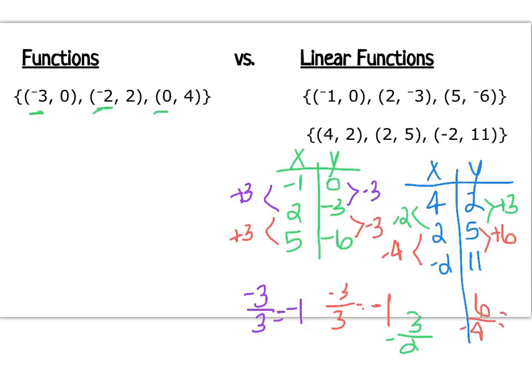Even though that's not the same as 3 over -2, 6 over -4 can be simplified. 6 divided by 2 is 3, and -4 divided by 2 is -2. So it still really does have the same constant rate when it's simplified. So this too is a linear function. If these points were plotted, they would create a straight line.